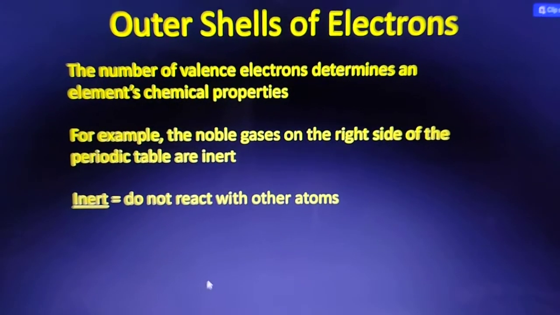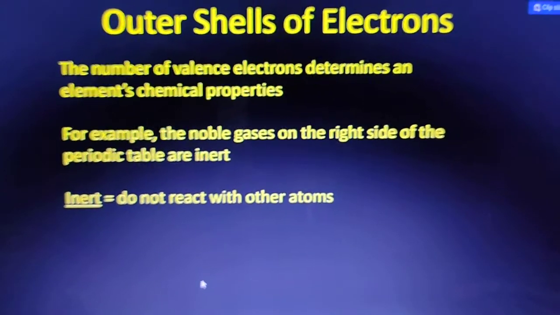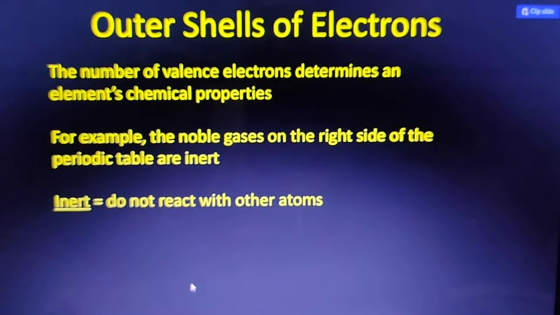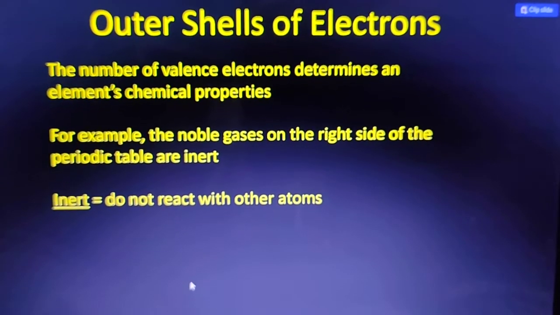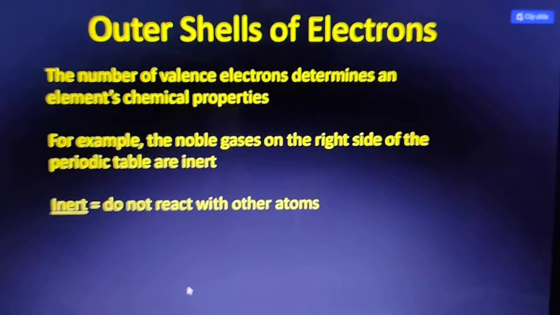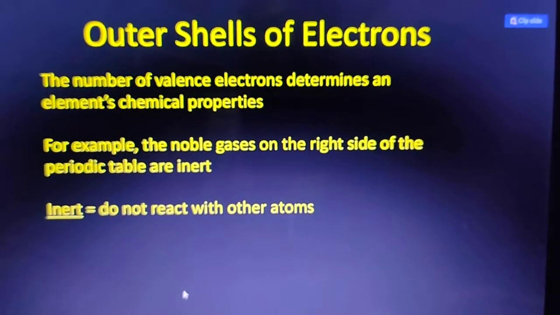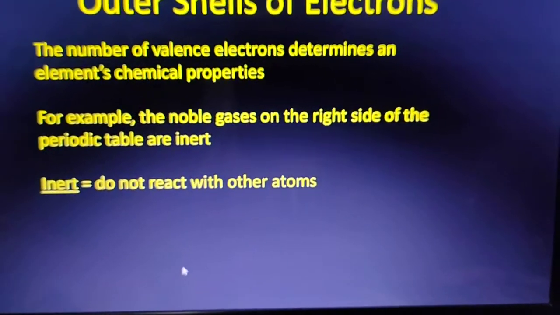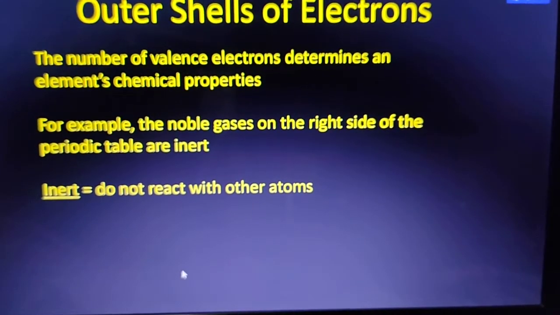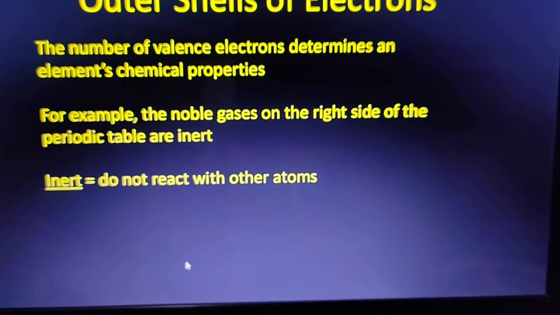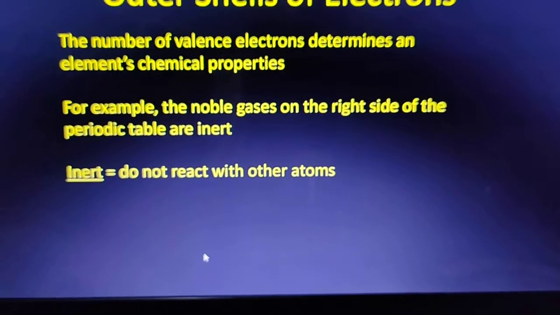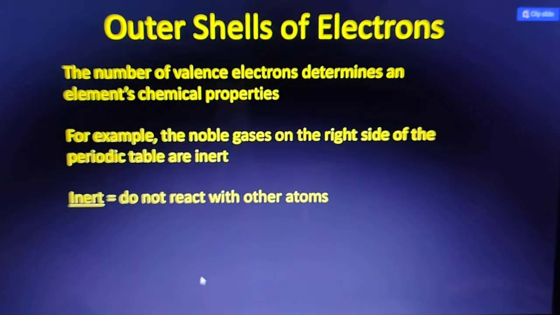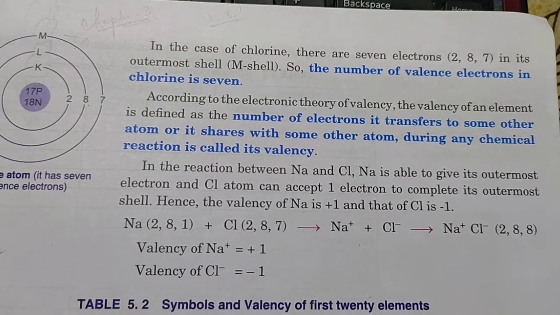Outer shell means what? The number of valence electrons determines an element's chemical properties. For example, the noble gases on the right side of the periodic table are inert. Inert means what? They do not react with other atoms. Okay, it is stable. It doesn't react with other atoms. Now see the valency.